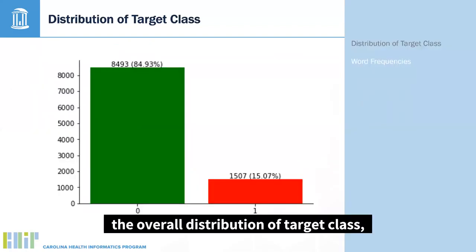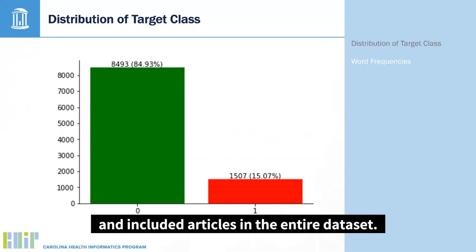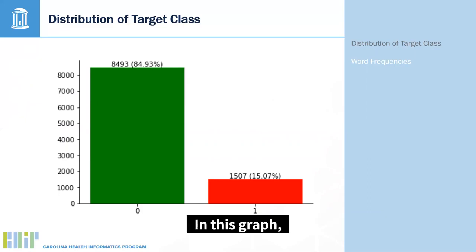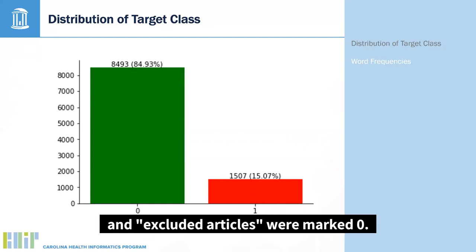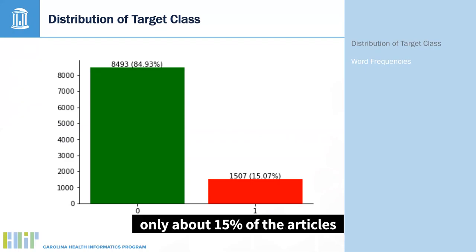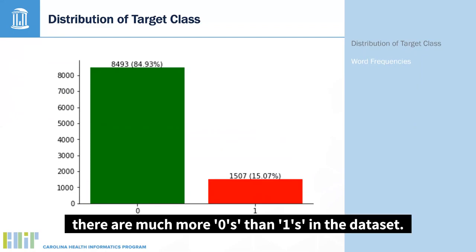This graph shows the overall distribution of target class, that is, the number of excluded and included articles in the entire dataset. In this graph, included articles were marked 1, and excluded articles were marked 0. As you can see, only about 15% of articles in the entire dataset are relevant to corresponding topics. We can say the dataset is imbalanced. That is, there are much more zeros than ones in the dataset.